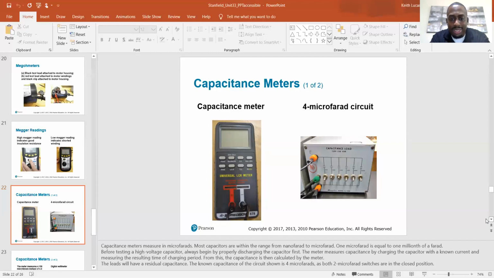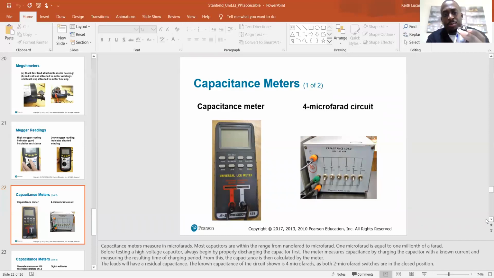From this, the capacitance is then calculated by the meter. The leads will have a residual capacitance. The known capacitance of the circuit is shown as 4 microfarads, as both 2 microfarad switches are in the closed position. So I got my capacitor here again.